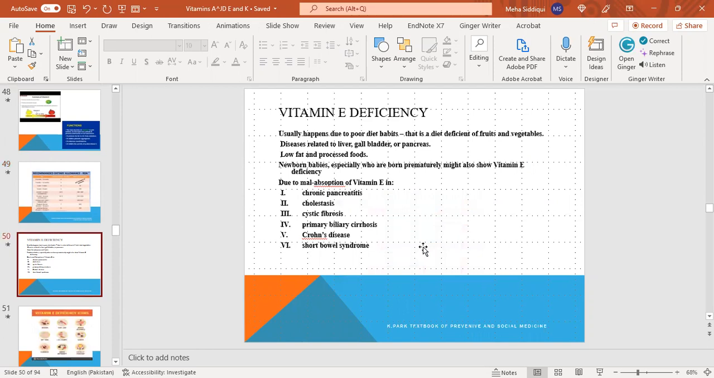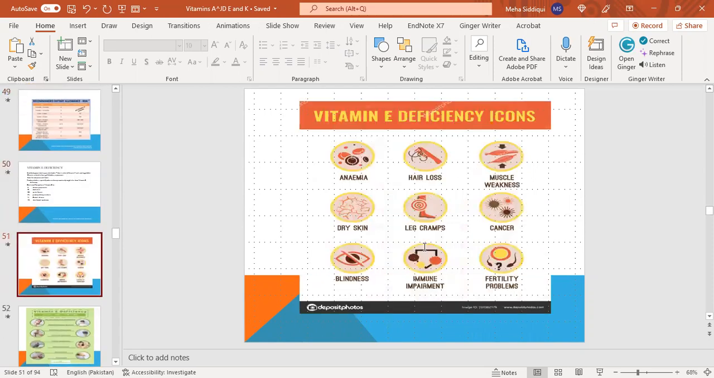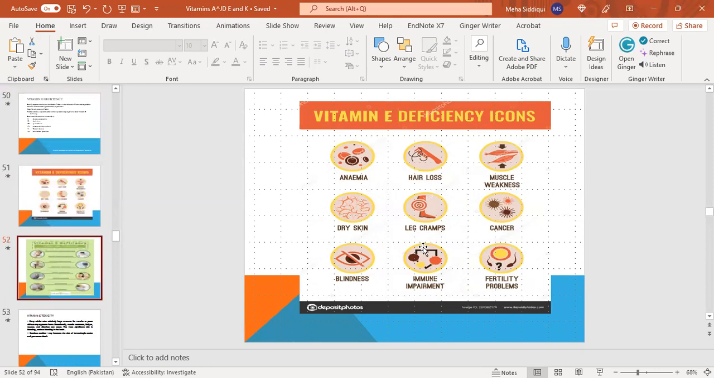Vitamin E deficiency. It usually happens due to poor diet habits, that is a diet deficient in fruits and vegetables, diseases related to the liver, gallbladder, and pancreas, and low fat and processed foods. Newborn babies, especially those born prematurely, might also show vitamin E deficiency, and it can occur due to malabsorption of vitamin E in chronic pancreatitis, cholestasis, cystic fibrosis, primary biliary cirrhosis, Crohn's disease, and short bowel syndrome. These are the vitamin E deficiency signs: anemia, hair loss, muscle weakness, cancer, leg cramps, dry skin, blindness, immune impairment, and fertility problems.